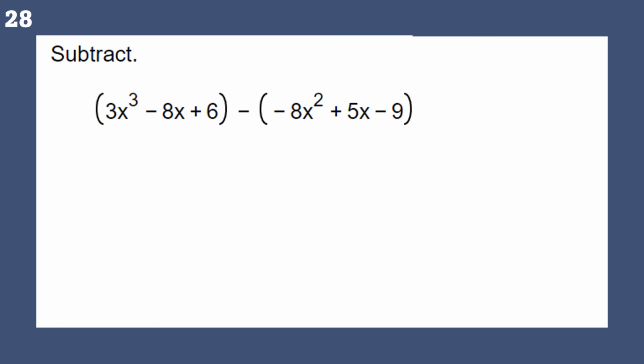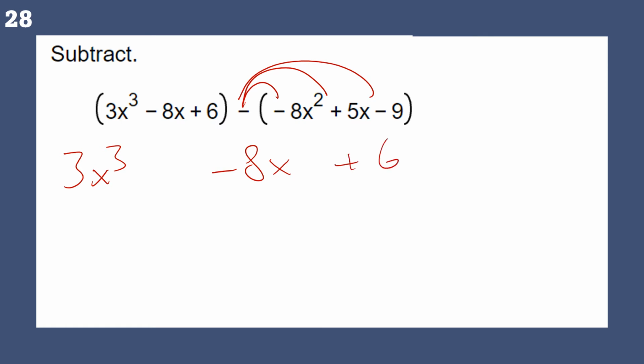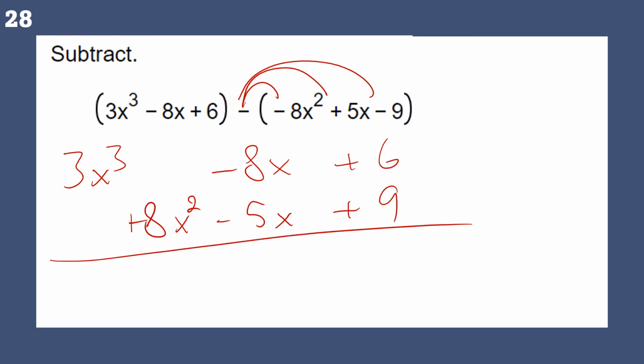Subtracting polynomials. I don't like to subtract polynomials. I distribute the negative and then I add them. Okay. So when I do that, I'm going to also rewrite it underneath. So the first one I have is 3x cubed. Notice that there's no x squared term. Minus 8x. So I left some space for this x squared. Plus 6. Underneath, after I distribute the negative, I had positive 8x squared. And then I had negative 5x. And then the negative 9 becomes positive 9. I lined them up. So that'll make my combining a little bit easier.